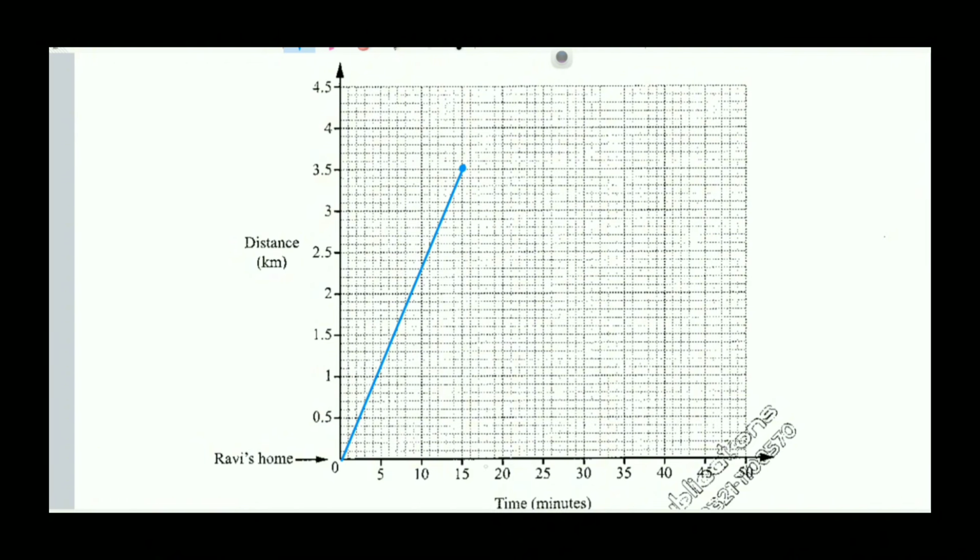So if you add 18 and 15, it is 33. This is the point. You will draw a straight line like that for 18 minutes.